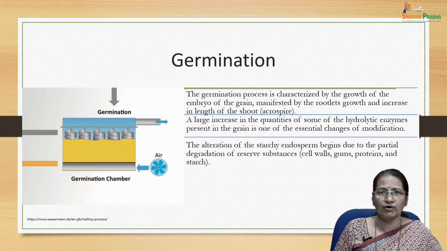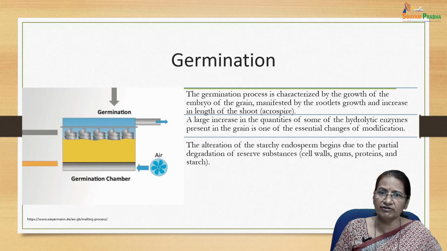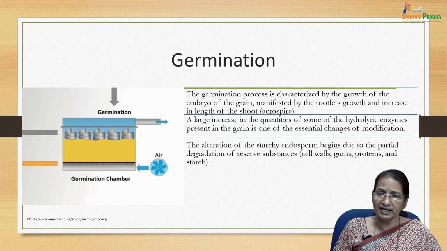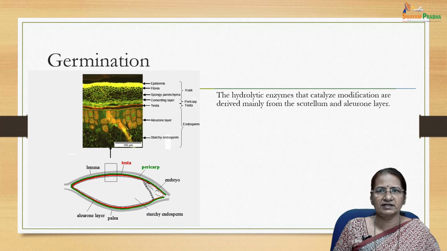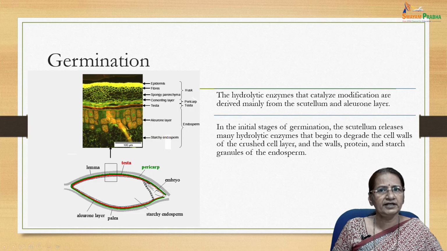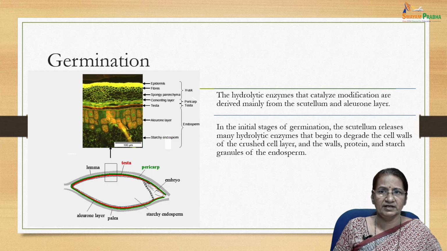The alterations of the starchy endosperm begin due to the partial degradation of reserve substances, that is cell walls, gums, proteins and starches. The hydrolytic enzymes that catalyze modification are derived mainly from the scutellum and aleurone layer. In the initial stages of germination, the scutellum releases many hydrolytic enzymes that begin to degrade the cell walls of the crushed cell layer, and the walls, protein and starch granules of the endosperm.